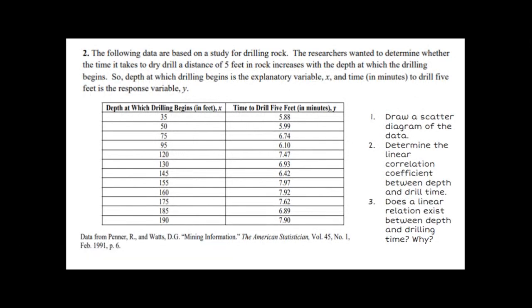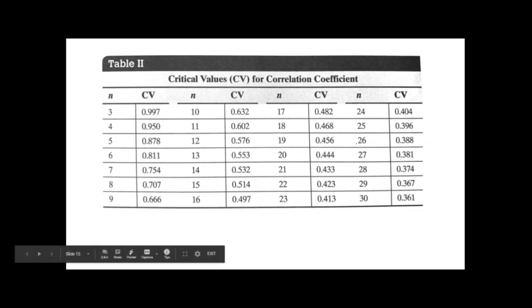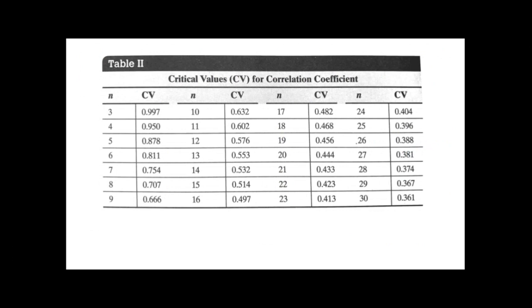We can say that there is a relation because 0.773 is greater than the critical value for your data, which is only 0.576. So your linear correlation value, which is 0.77, is greater than 0.576. So we can say that there is a correlation.